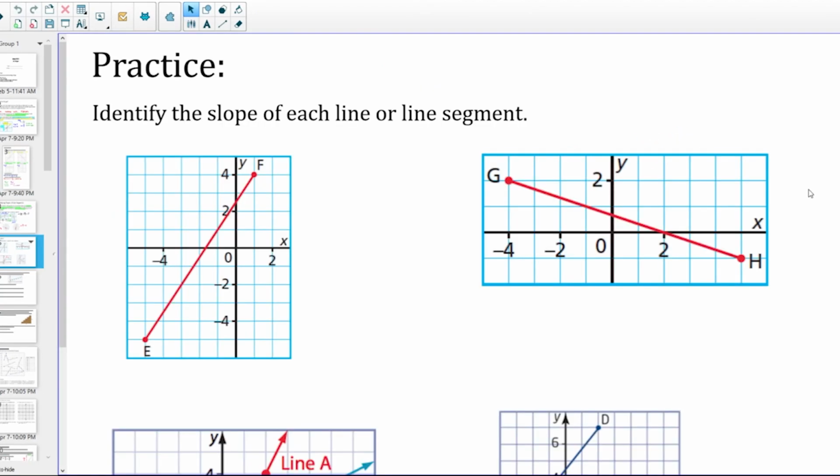Alright, so on this page here we have a few practice problems. Go ahead and pause the video so you can try each one of these out, and then once you are done, you can resume the video.